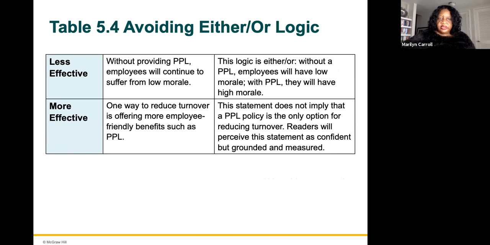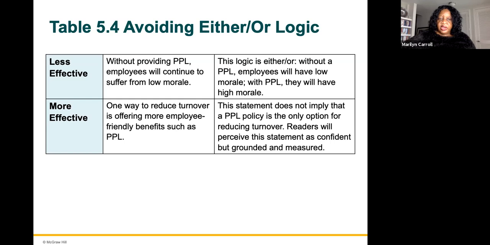Let's look at one more. Less effective: "Without providing PPL, employees would continue to suffer from low morale." Instead, you could say this logic is either-or: without a PPL, employees will have low morale; with PPL, they will have high morale.